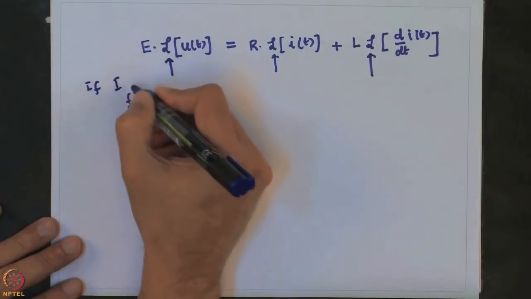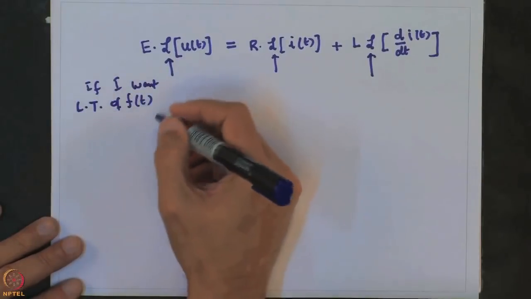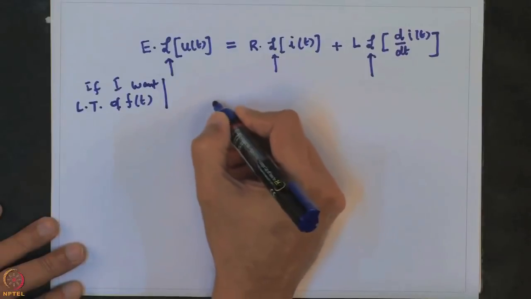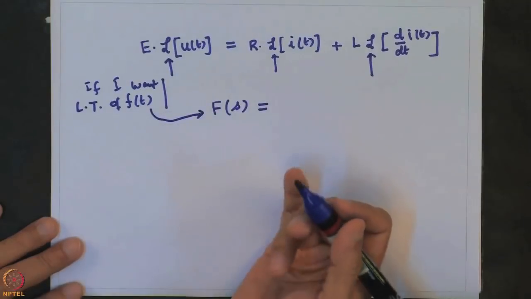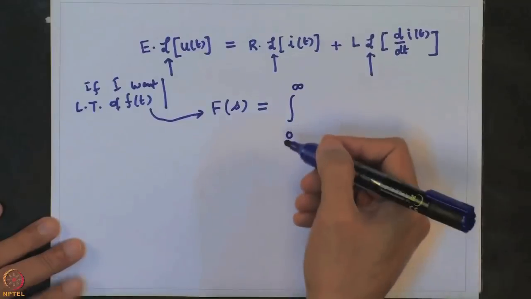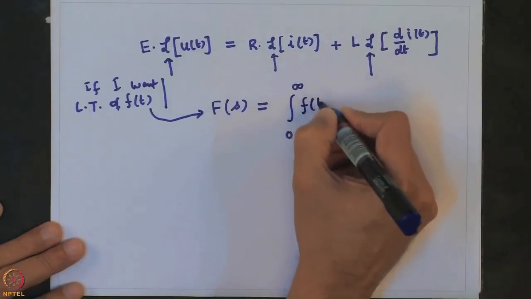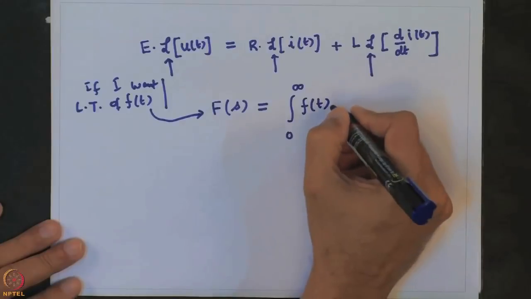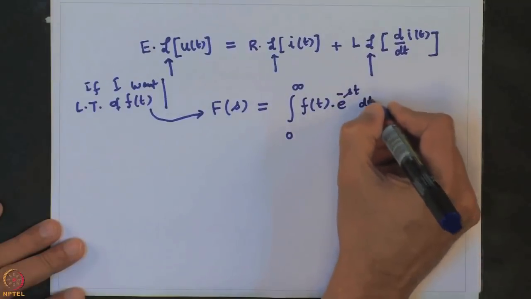of a function f of t, I will say that the Laplace transform of the function f of t would be given by an integral, actually a definite integration. It goes from 0 to infinity, and is the integration of the function f of t from 0 to infinity into e raised to the power minus s t dt.